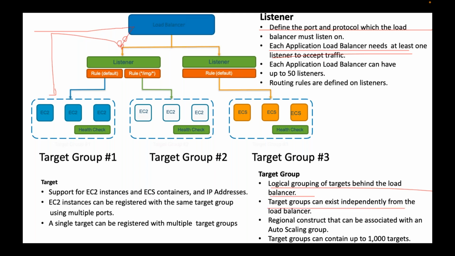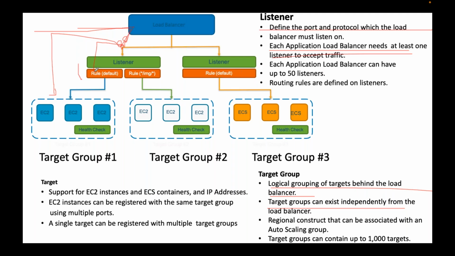Target groups can exist independently from the load balancer. A target group can contain up to 1,000 targets. The target can be an EC2 instance, a Lambda function, or again a load balancer. These target groups are used in your load balancer listener. So the load balancer has a listener. That listener will accept the traffic and forward it to the target group, a logical grouping of targets behind the load balancer.